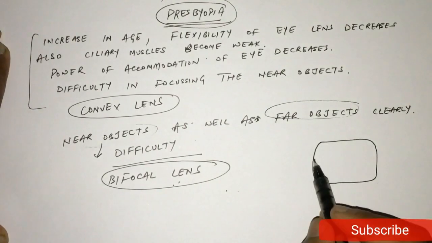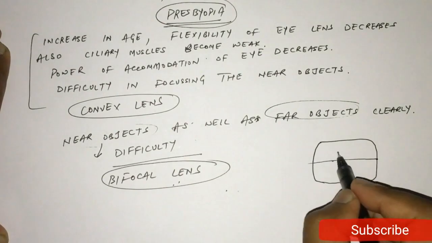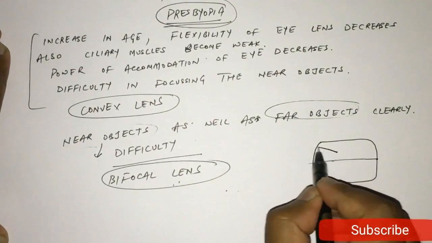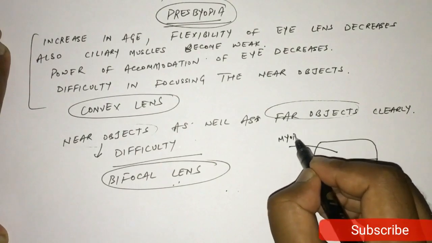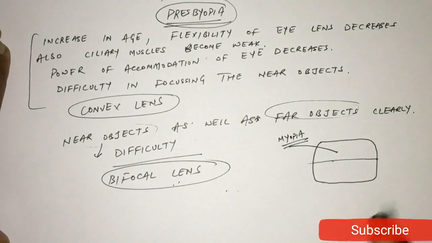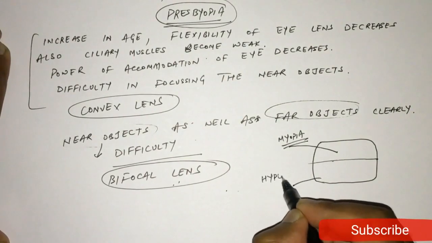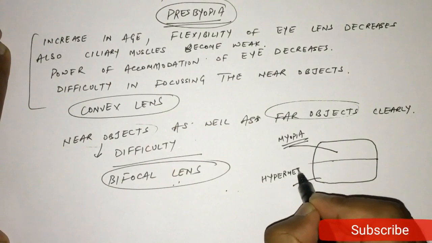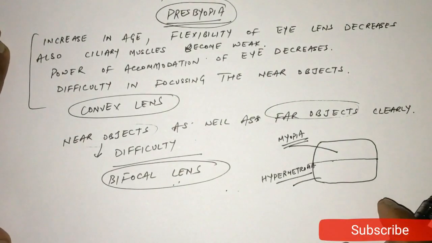For example, here is your bifocal lens. The upper part of this bifocal lens is used in myopia, means to see the far objects clearly, and the lower portion is used for hypermetropia, means to focus the near objects clearly.